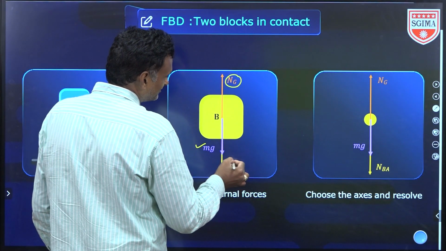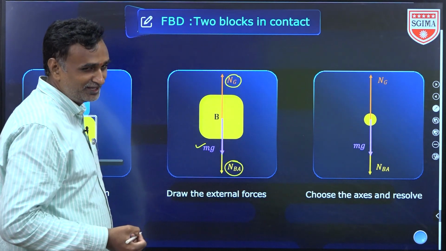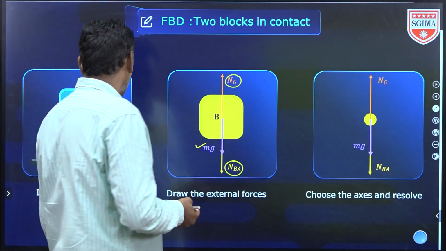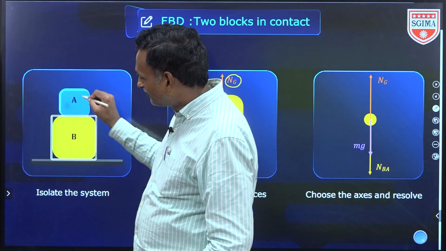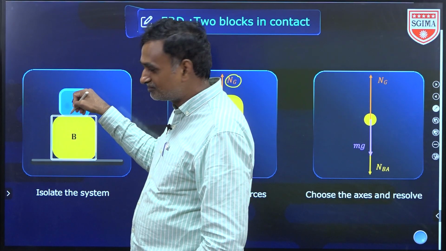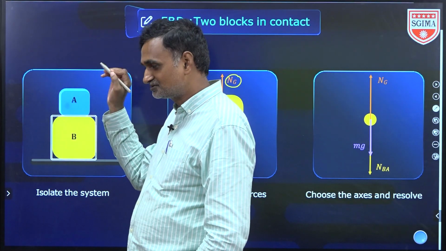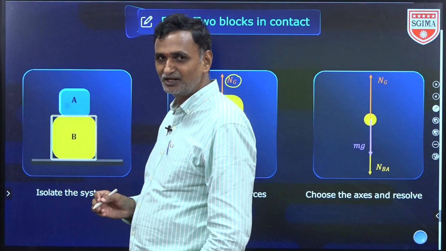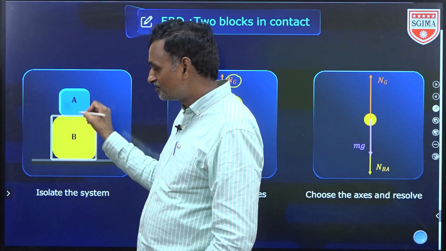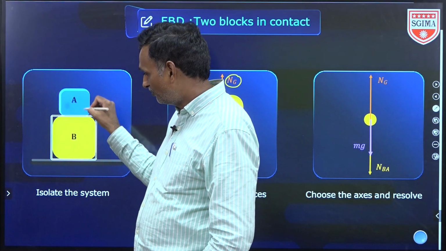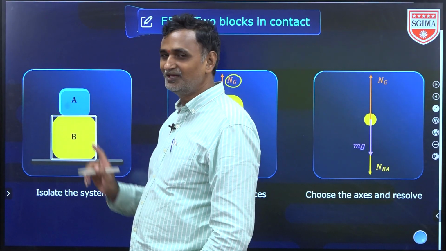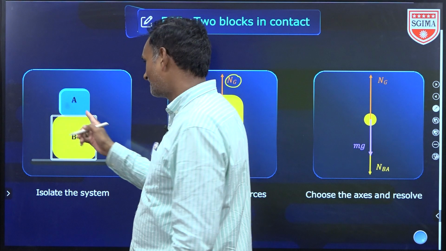Then where does it come actually? So N_BA, it comes extra here. Why it should come extra, you should understand: on the block B, block A is placed. Then it will exert some contact force here. We have discussed already some force types. Here the A block exerts some normal or reaction force on the block B, and the same force will be exerted by B on A also. I will show it on the A block also here.